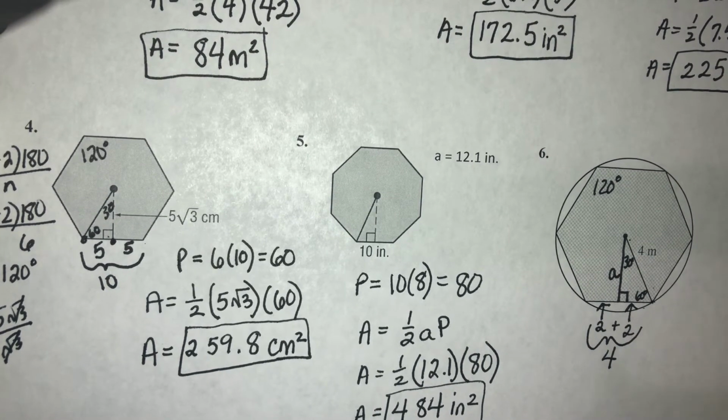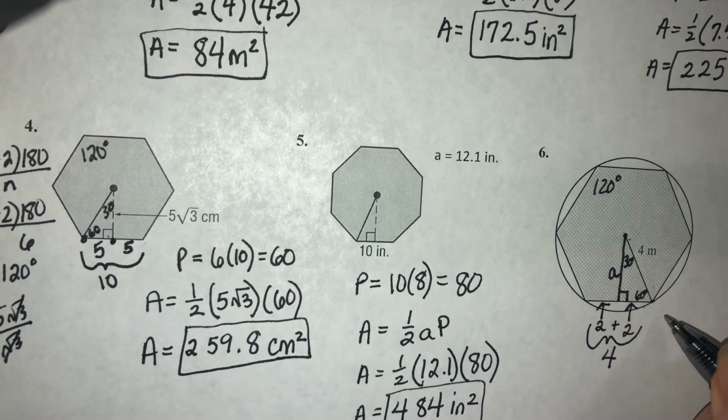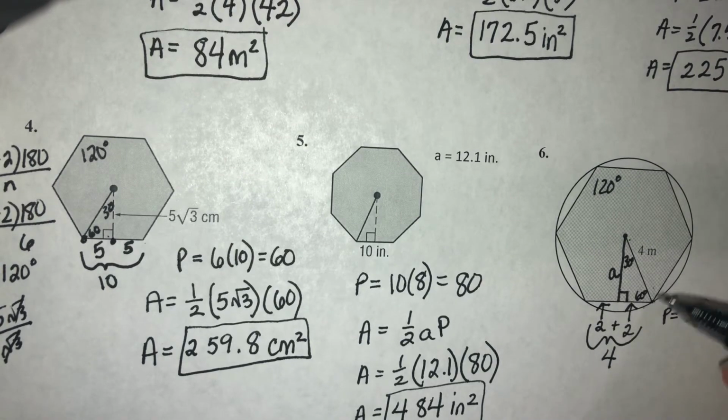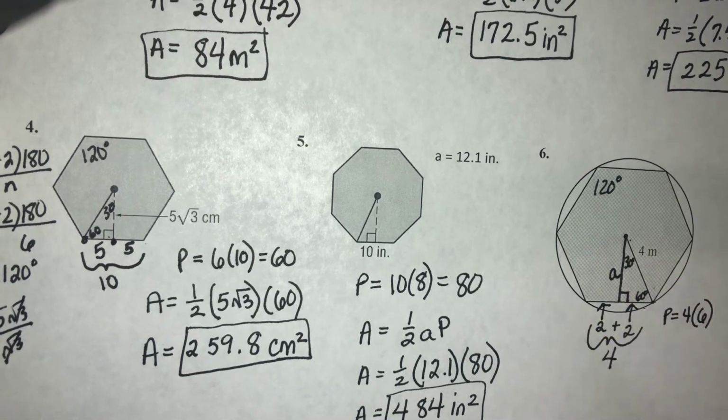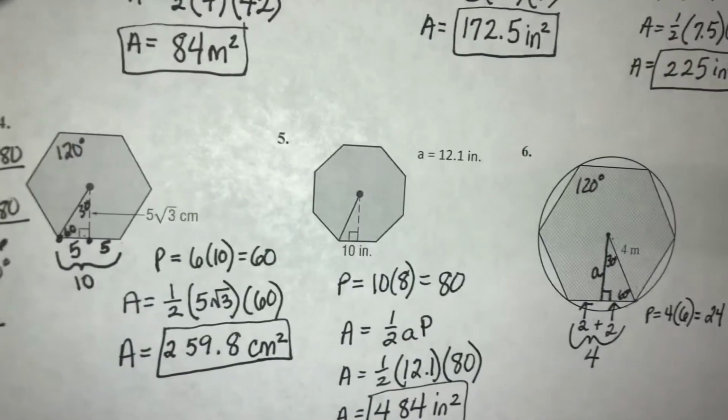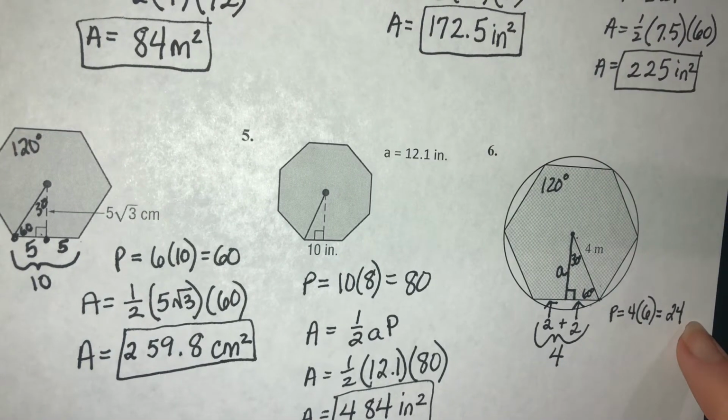Now, we can find the perimeter. So the perimeter is going to be 4 times 6, since each side is 4 units long, and there are 6 of them. So 4 times 6 equals 24. So 24 is the perimeter.